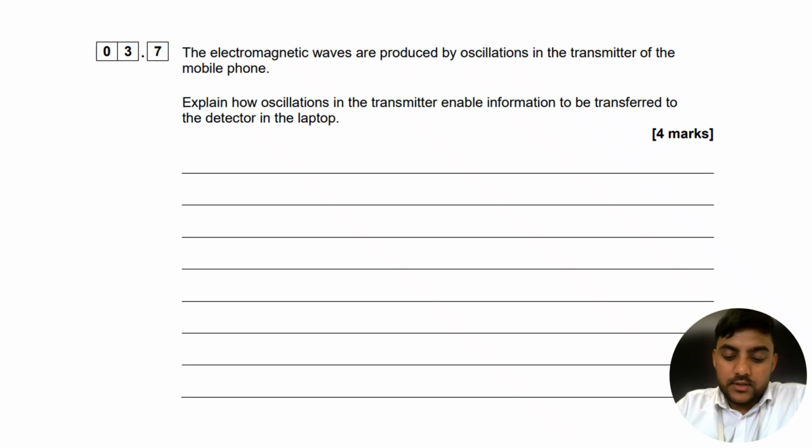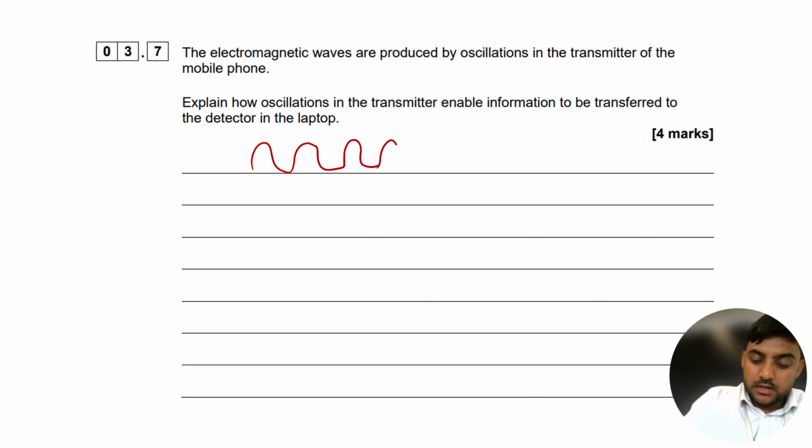The electromagnetic waves are produced by oscillations in the transmitter of the mobile phone. Explain how the oscillations in the transmitter enable information to be transferred to the detector in the laptop. So you have a device that has a transmitter, which means it has an alternating current producing an electromagnetic wave, and this electromagnetic wave is absorbed by the detector, and in the detector, it ends up having an alternating current with the same frequency. So here's the transmitter, here's the detector.